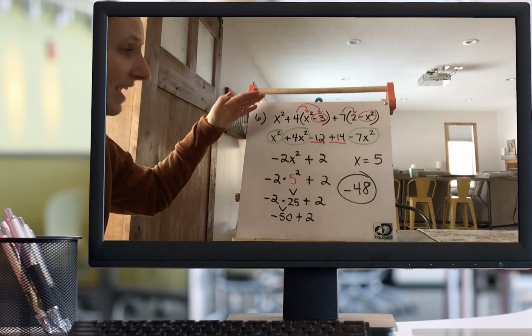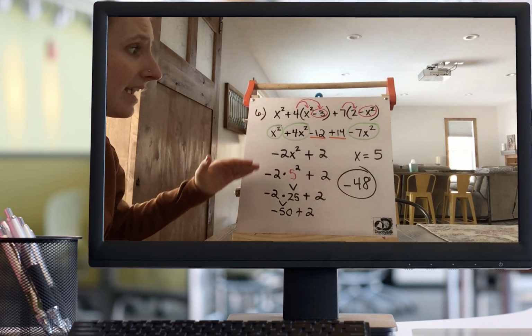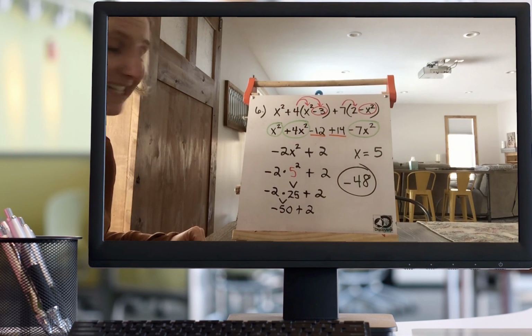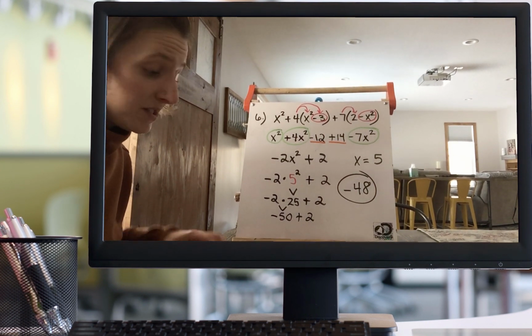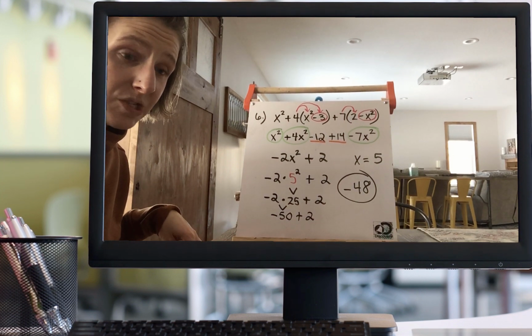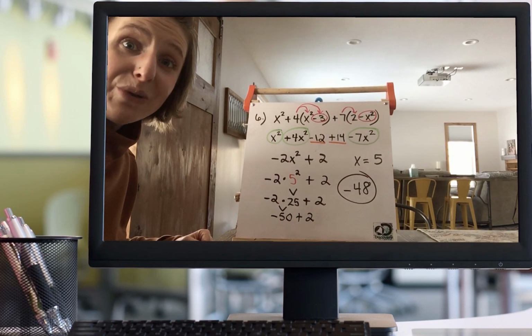If you missed something as I was going through this problem, pause the video, examine the work, look at it. Today we worked on simplifying expressions using distributive property, combining like terms, and then evaluating those expressions when you are given the value of variables.